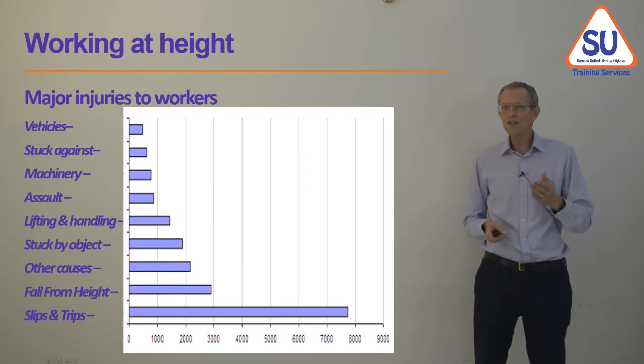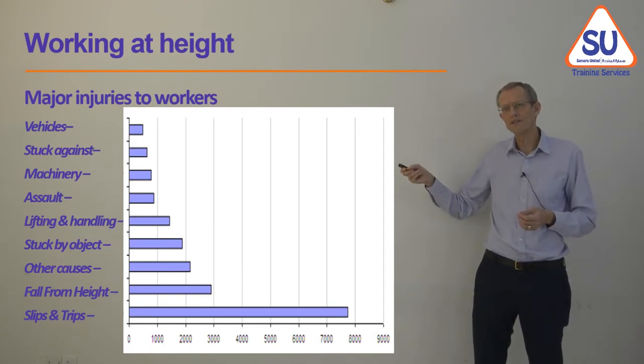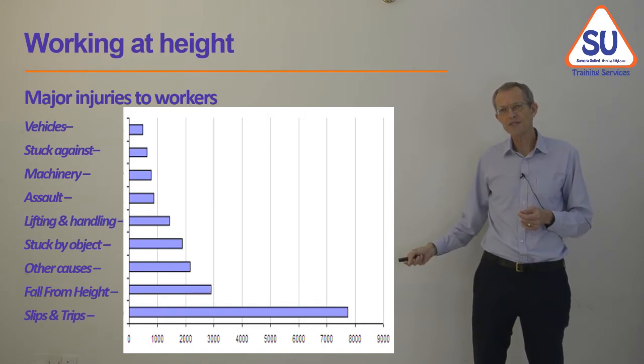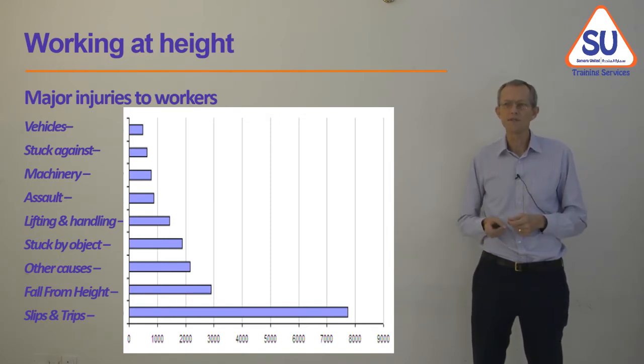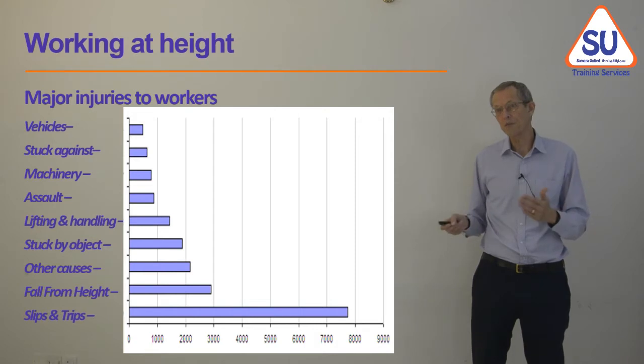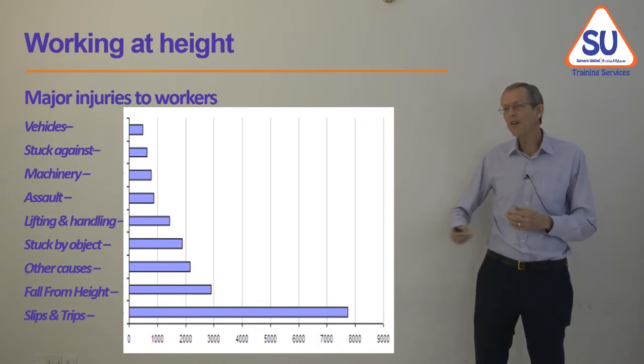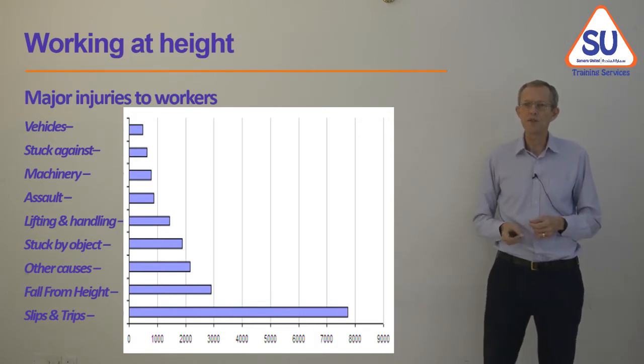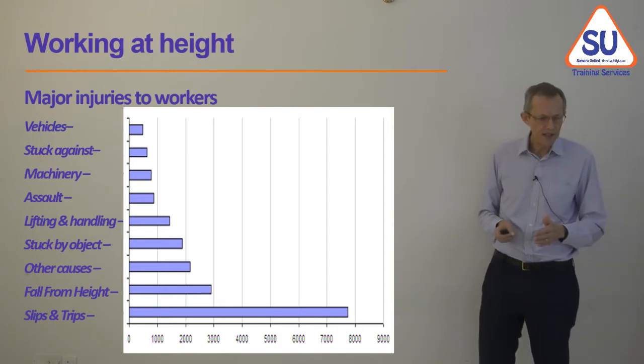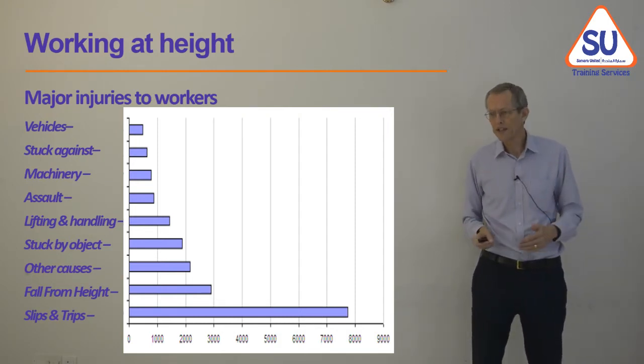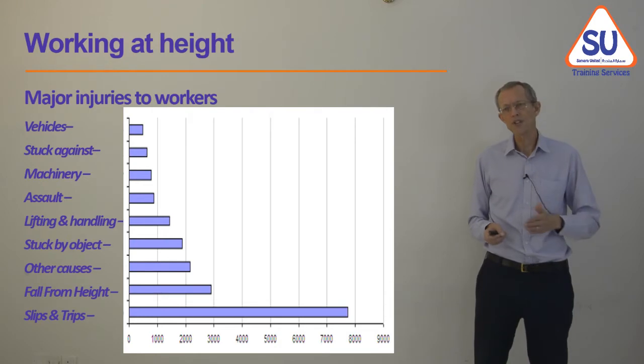And for major injuries, we have a long list of things, but the biggest one is at the bottom, and the bottom one is slips and trips. The second one from bottom is falls from height, but the big one, far and away the biggest, is slips and trips. And that's why we take such an interest in good housekeeping and quality of floors and good lighting.